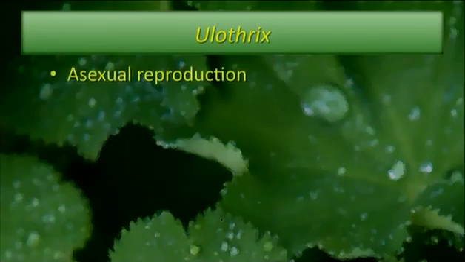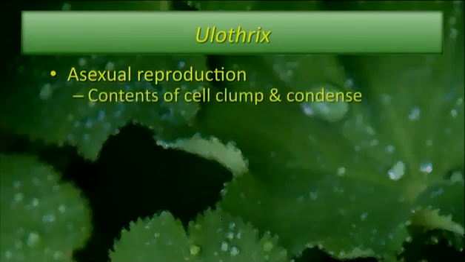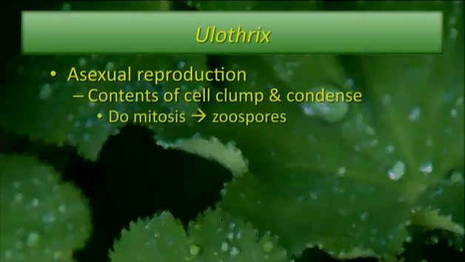Now asexual reproduction has to do with the contents of the cell clumping and condensing. Then they do mitosis to form zoospores. These zoospores have 4 flagella, as opposed to Chlamydomonas. Chlamydomonas zoospores have 2 flagella.